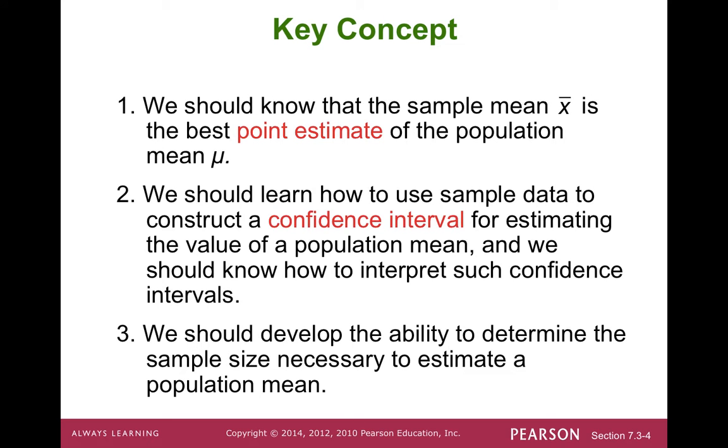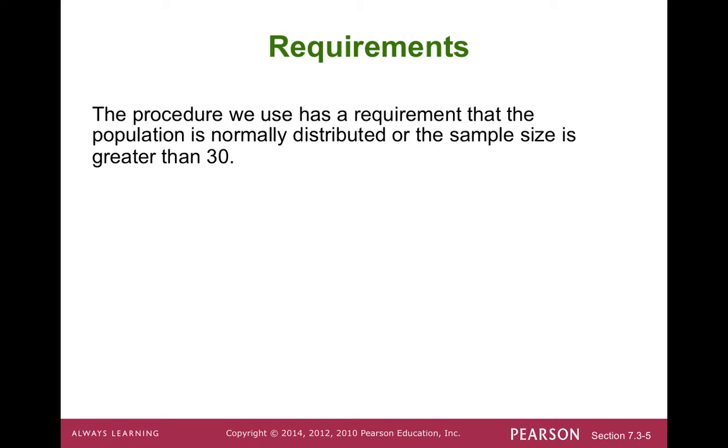So some key concepts here. We should know that the sample mean, or X bar, is the best point estimate of the population mean. So this is similar to what we saw in 7.2 with the population proportion. We're going to learn how to use sample data to construct a confidence interval where we can estimate the value of a population mean. And we're going to learn how to interpret those values. And we're also going to develop the ability to determine the sample size that's necessary to actually successfully estimate that population mean.